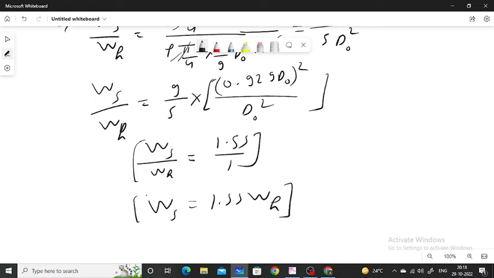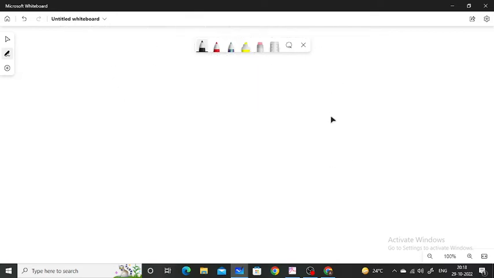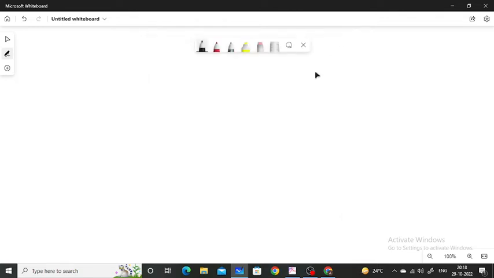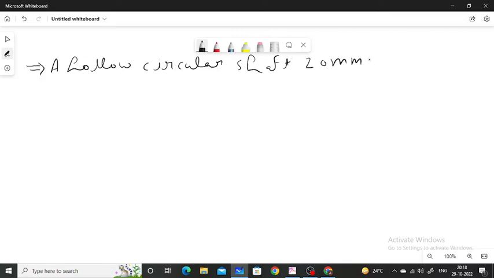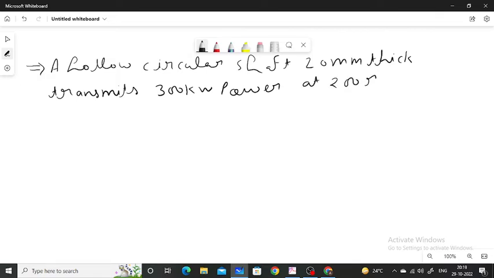Now let us solve a question, a problem. A hollow circular shaft of 20 mm thick transmits 300 kilowatt power at 200 rpm.